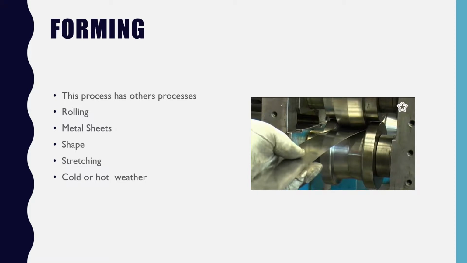Forming is a process. Forming is when a metal passes through a machine and the machine changes the shape or the form without removing or adding material. The machine doesn't add any type of material and also doesn't remove metal. Only bend the material with the roller.